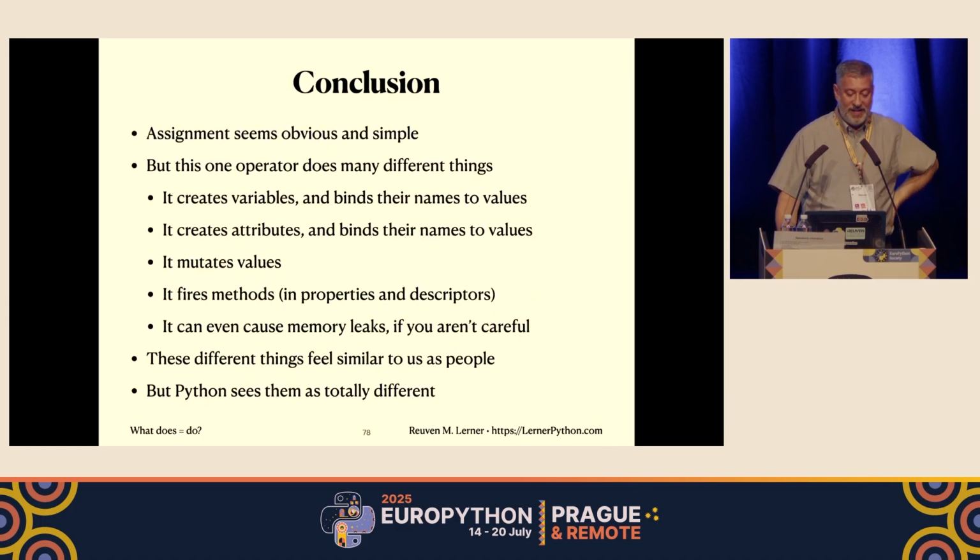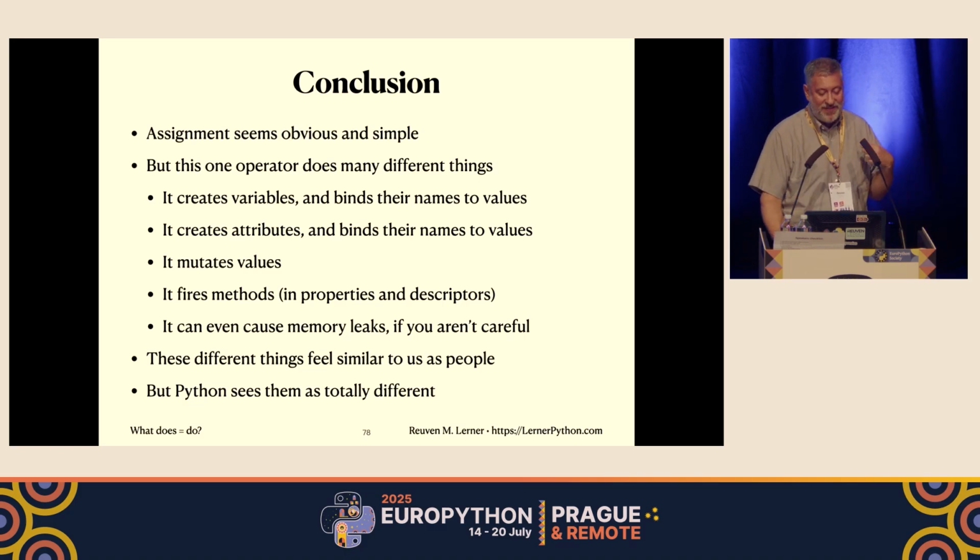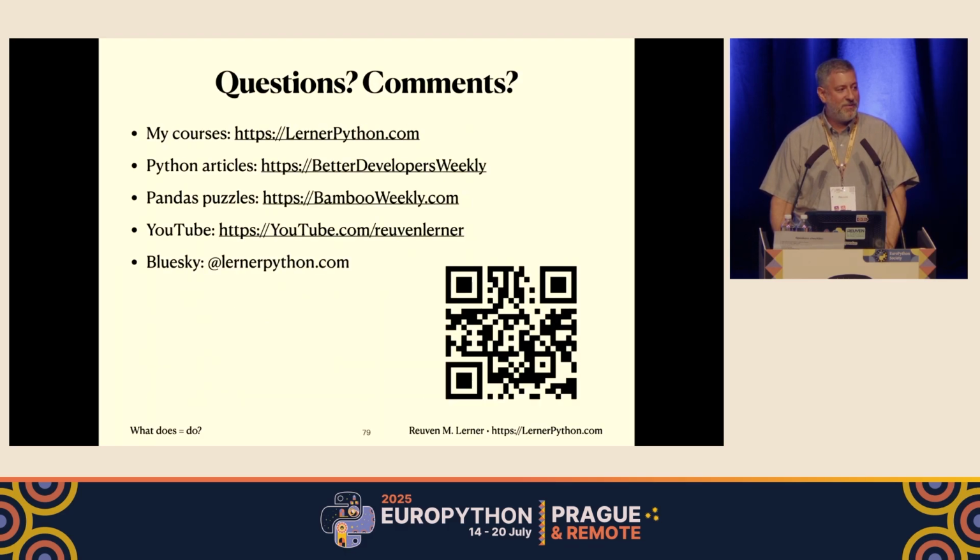So, in conclusion, assignment seems really obvious and simple, but this one operator does a ton of different things. It creates variables and binds their names. It creates attributes and binds their names. It mutates values. It fires methods behind the scenes in properties and descriptors. And if you're not careful, it can even cause memory leaks. These different things feel similar to us as people, but Python sees them as totally different, as we've now seen from behind the scenes.